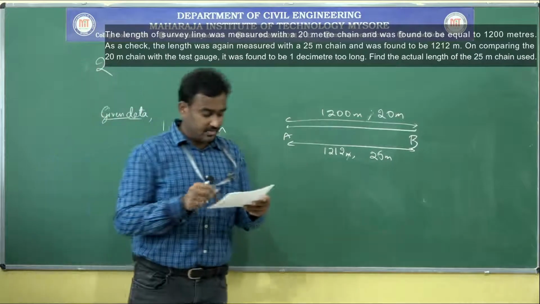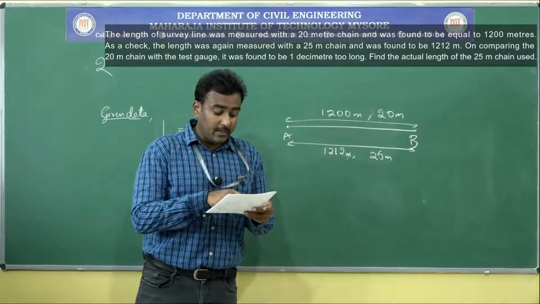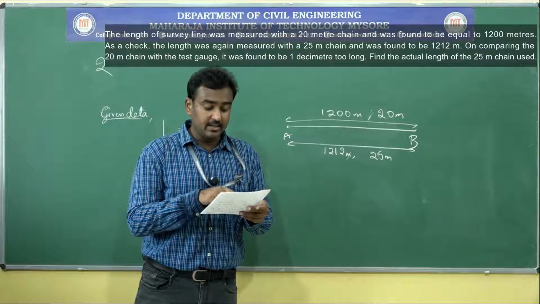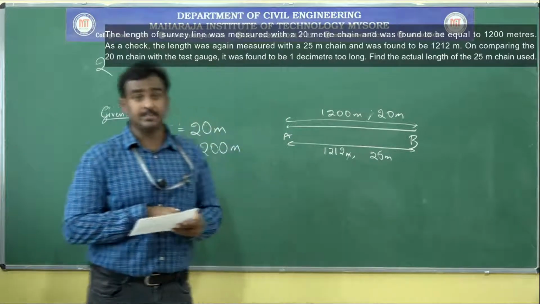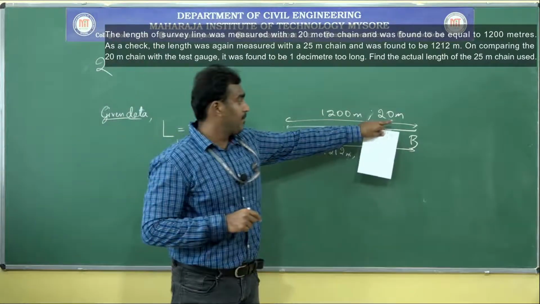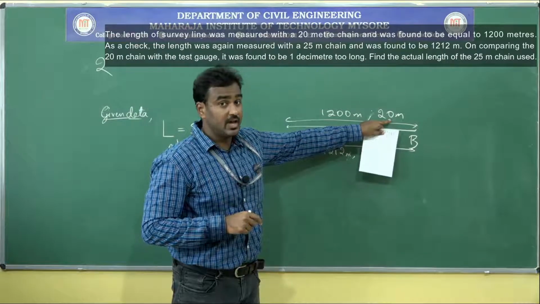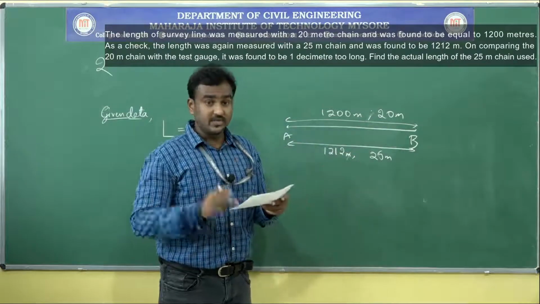Another set of data which they have given is, on comparing the 20 meter chain with a test gauge. So they have compared this 20 meter chain which they have used to the test gauge, which doesn't change.